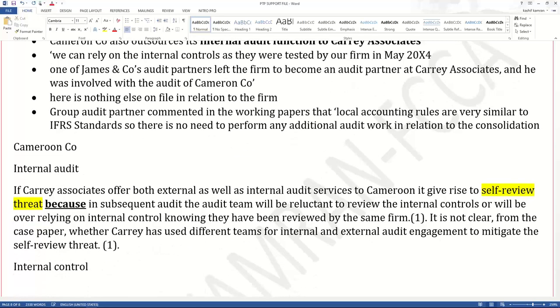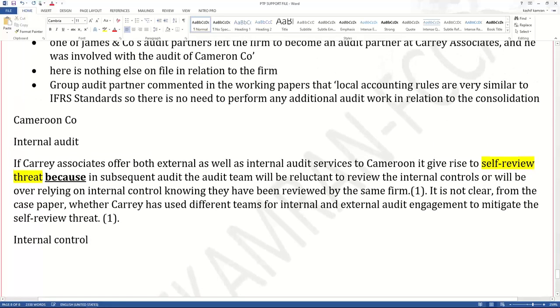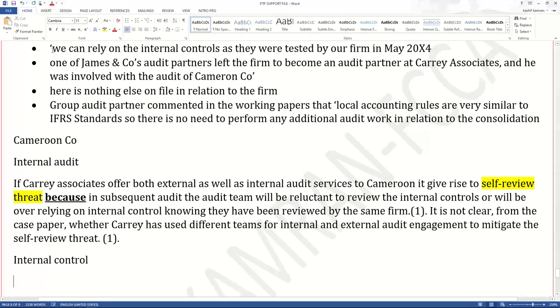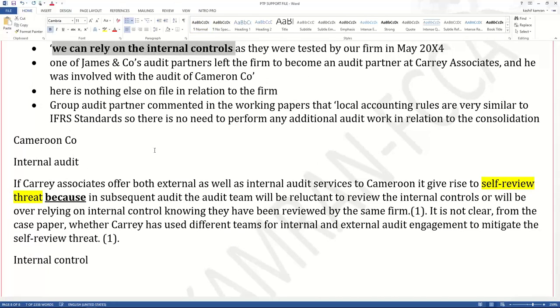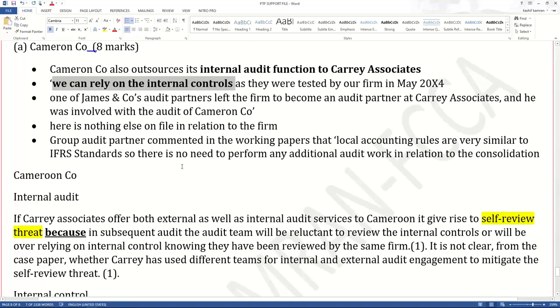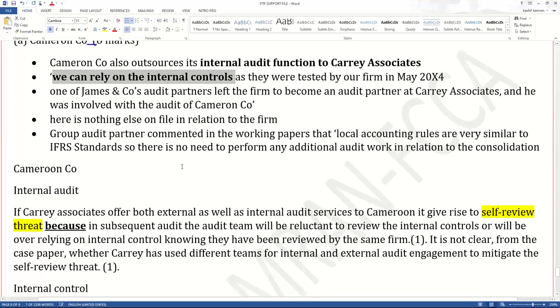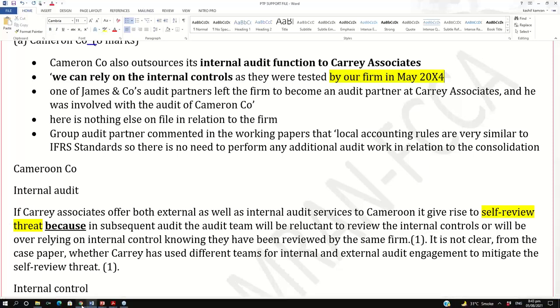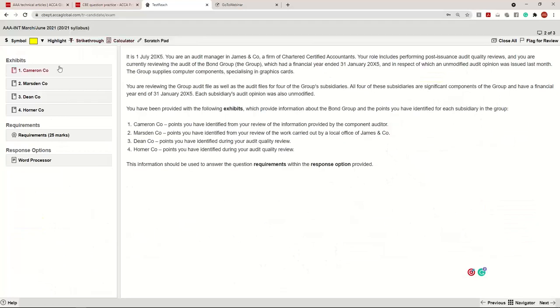Now you need to understand one thing very carefully. This is a judgment, right? We can rely on internal control. Now this is the judgment of the Kerry Associate, the component auditor. And the component auditor is saying we can rely on internal control as they have been tested by our own firm in May 2004. Now, I want to give you a relevance here. You go back to the case study and you open the exhibit.